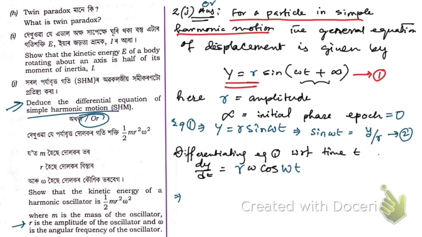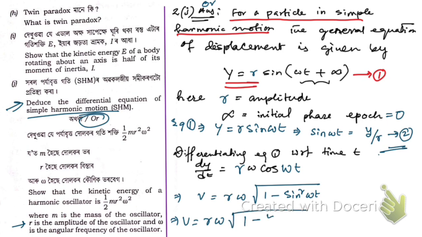Now here dy by dt is nothing but v. Okay, r omega cos omega t can be written as r omega root over 1 minus sine square omega t. That's what we can write. So if we use this equation number 2 instead of sine omega t, v is equal to r omega root over 1 minus y by r whole square. And if you simplify this, let me write here using 2. Now let me take a new slide.